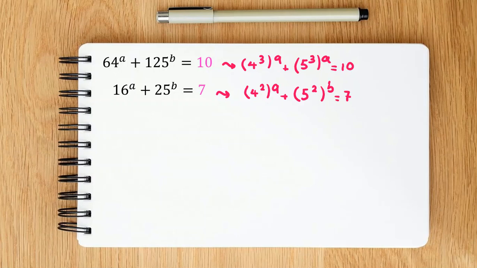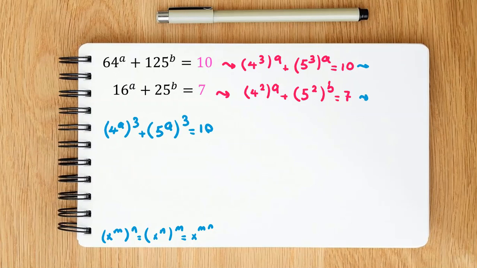Now, by the power rule, x to the power of m to the power of n equals x to the power of n to the power of m, equals x to the power of mn. So you can switch m and n. So we can switch here 3 and a. So we can conclude: first one, 4 to the a cubed plus 5 to the b cubed equal to 10. And next one, again we can switch b and 2: 4 to the a squared plus 5 to the b squared equal to 7.